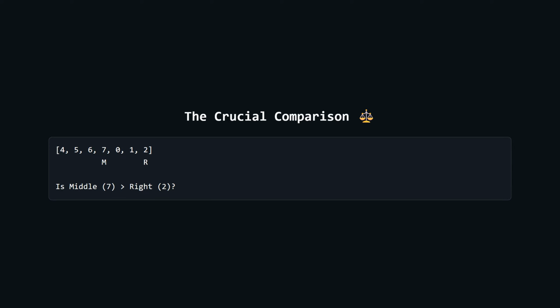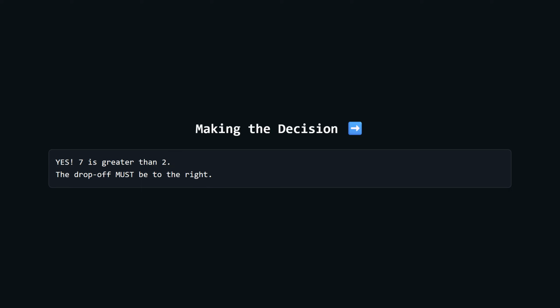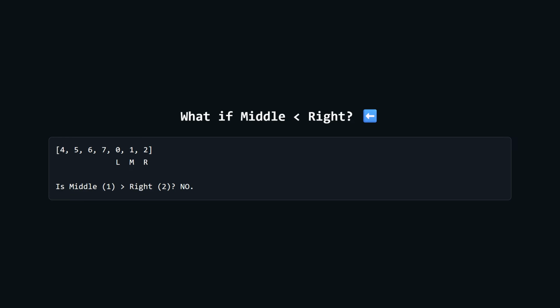Now for the trick. We compare our middle element to the element sitting at our right pointer. If the middle number is bigger than the right number, that cliff we saw earlier has to be somewhere to the right. So we slide our left pointer all the way over past the middle to narrow down our search area.